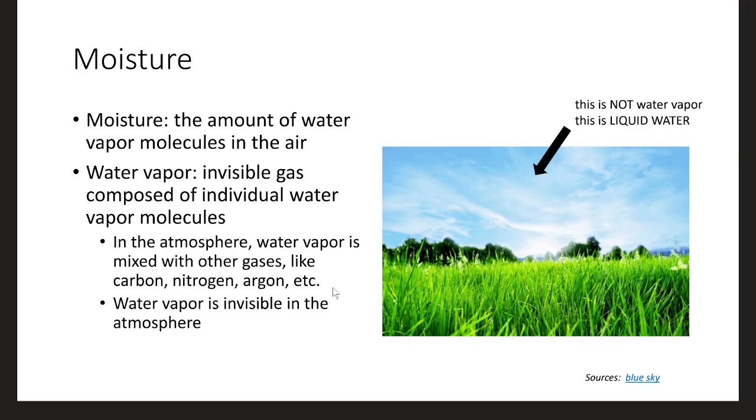So you don't see water vapor. When you see steam coming off of a pot you're boiling, that's not the gas. It is actually the water condensing as it cools off. So you can't see water vapor. And water vapor is mixed in with other gases.